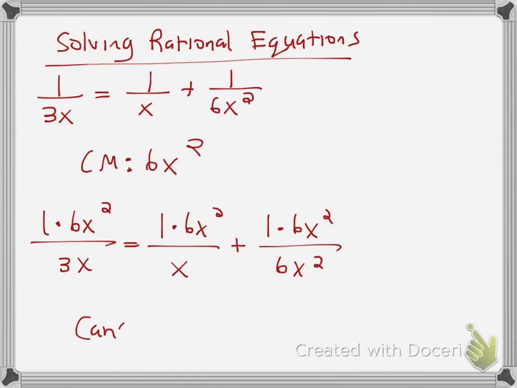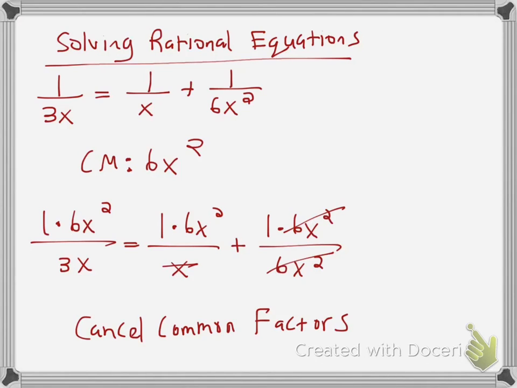And now what we're going to do is go ahead and cancel any common factors. We are basically taking this rational equation and getting rid of the rational part. We're getting rid of the fractions. So I'm going to look and see if I have any common factors that I can divide out. For the first one, I can see that the 6x squareds are going to divide out for that last fraction.